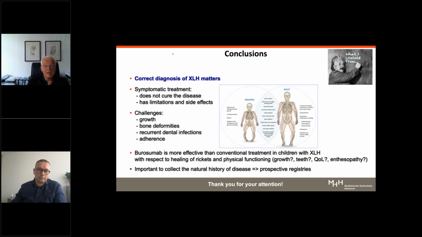We don't know if the teeth problem improves quality of life, and enthesopathy, which is a problem, which is calcification of the tendons, especially in adults. We don't know the effect yet of burosumab. So it's important to collect the natural history of the disease and to perform a prospective registry. And there's currently a trial going on with burosumab in infants to check if early treatment may improve the outcome.